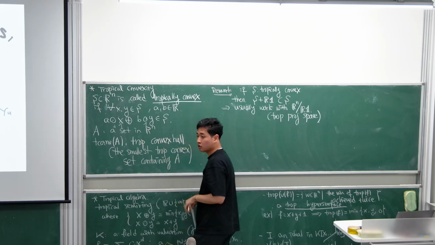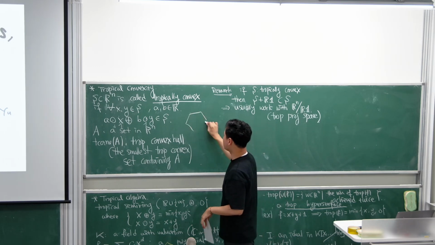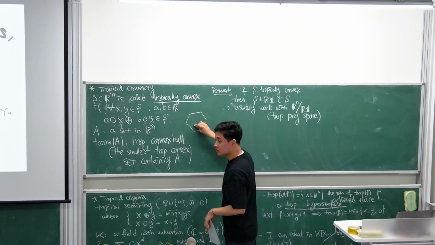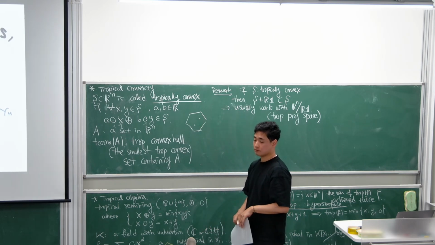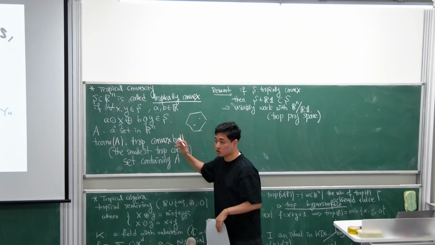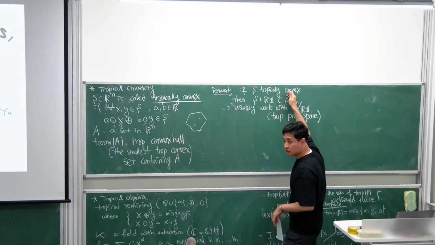I guess you're taking x equals y as well. Yeah. Like if you have some tropically convex set, and you have this point and the point obtained by adding 1, that also should be contained there, because the minimum does not change. If you have this set.